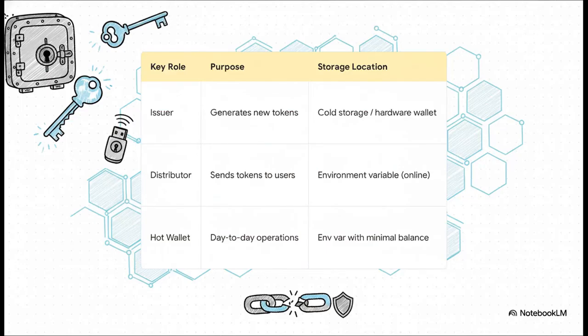Now, the same logic applies to your own backend keys too. I mean, you wouldn't use one master key for every single door in a bank, would you? Of course not. And you shouldn't do it here either. You use different keys for different jobs. The issuer key, the one that can literally print new tokens, lives completely offline in cold storage. The distributor key is online but just to send tokens out, and your hot wallet for daily stuff has the smallest balance possible. That way, if one key gets compromised, the damage is contained.